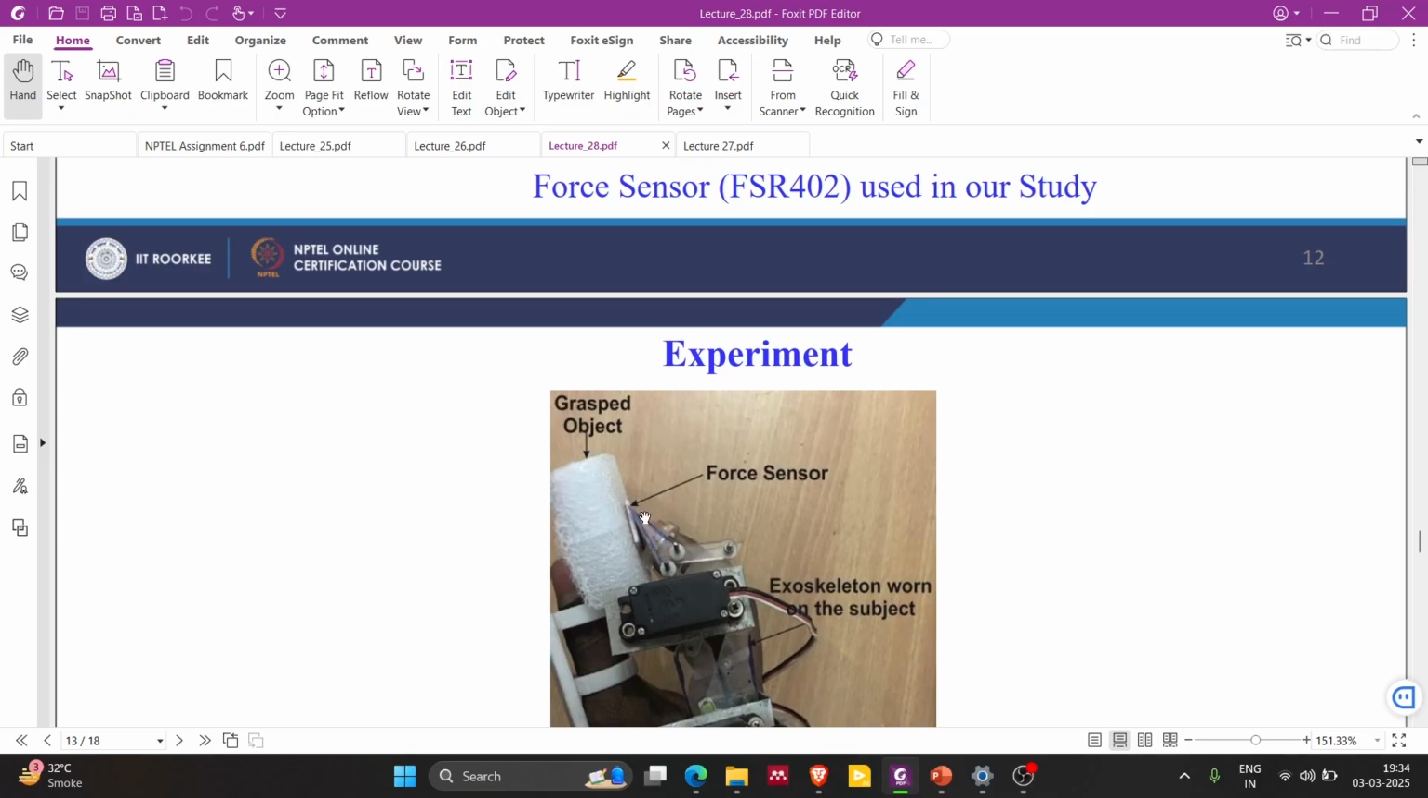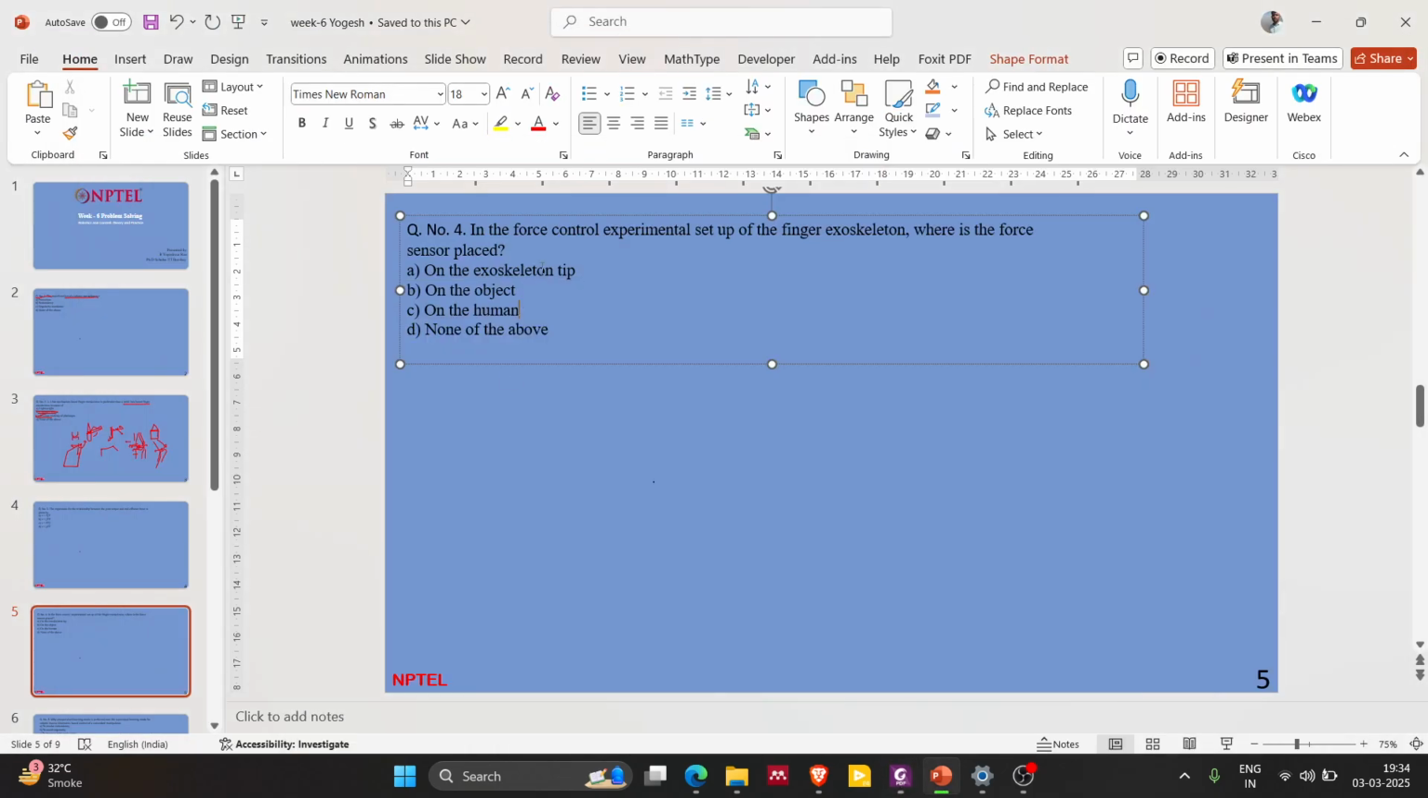I think where should we place it? In this case, if you go through the lectures, Professor Felix has said that they have placed it on the surface of this glass object. But you can also place this on your exoskeleton tip. For the experiment, they have placed it on the object. On the human, I think you can't place those.